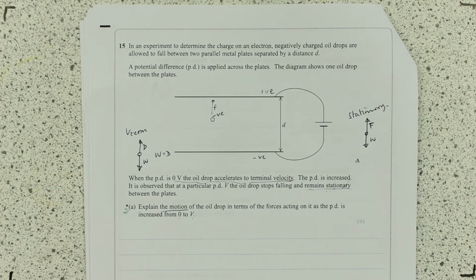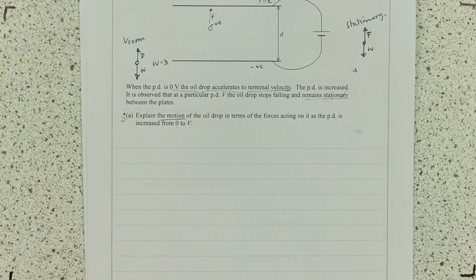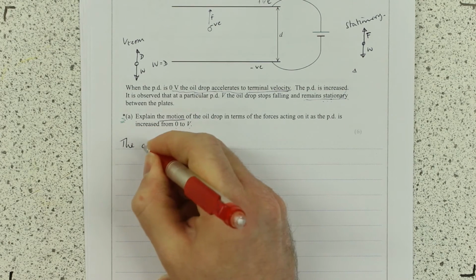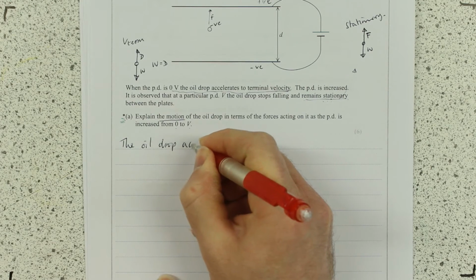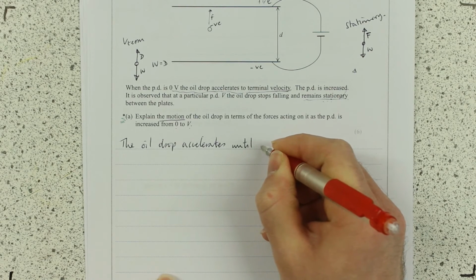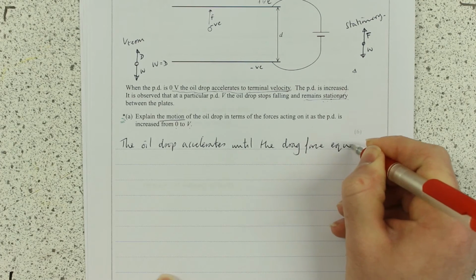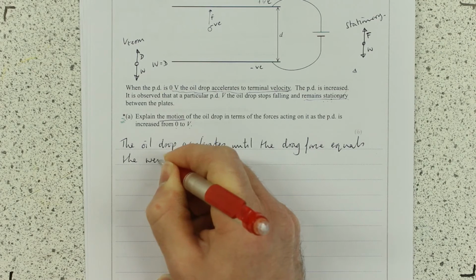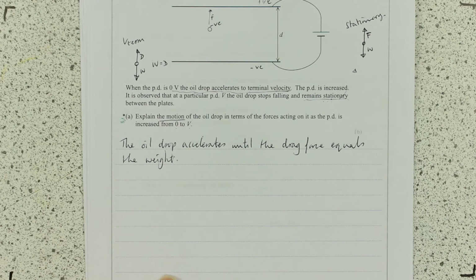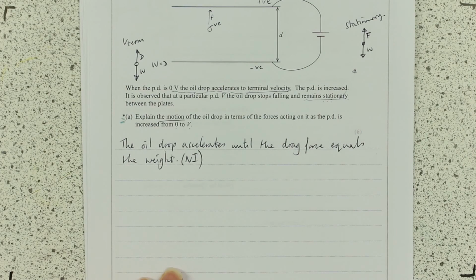So firstly, let's talk about it when it is at V term, okay? So the weight accelerates the oil drop until the drag force equals the weight. Okay? We're just saying the forces are balanced. It's a Newton 1 pair. You don't need to talk about Newton 1, but anytime you're talking about forces, you need to be thinking in terms of Newton's laws.